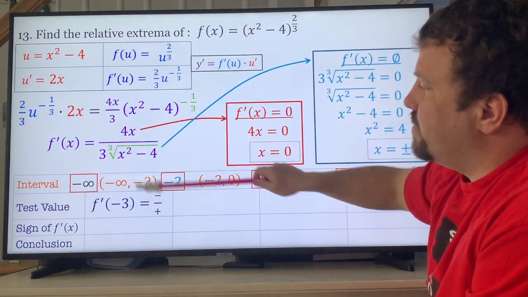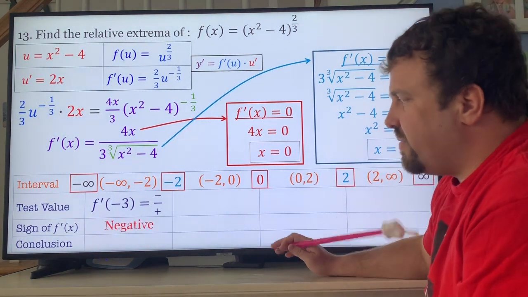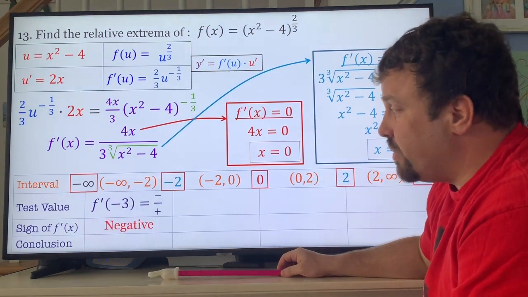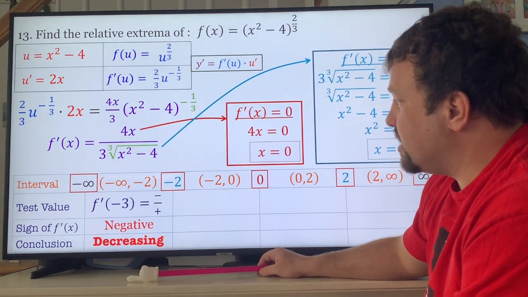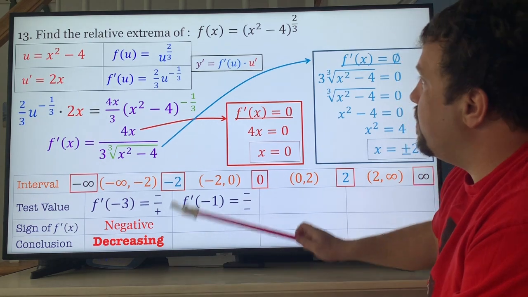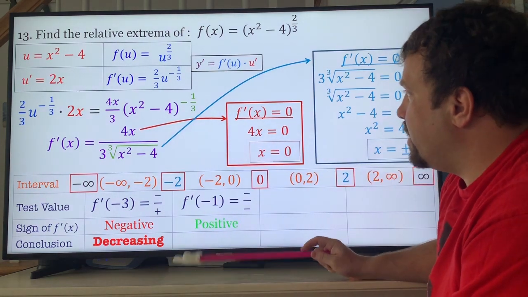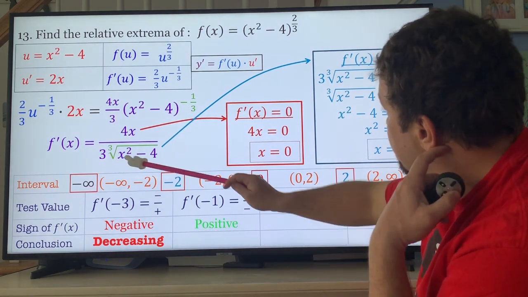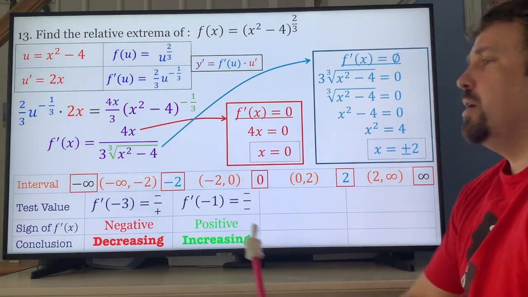So 3 times the cubed root of 5 is some positive number. The key here is a negative over a positive is a negative. Negative numbers are decreasing. Once again, number doesn't matter. All that matters is the sign. Type in negative 1. Negative 4 over another negative. All right, because this becomes a negative number right here. Negative over negative is indeed positive.